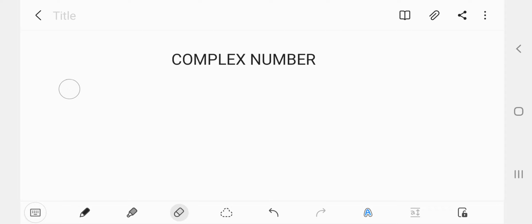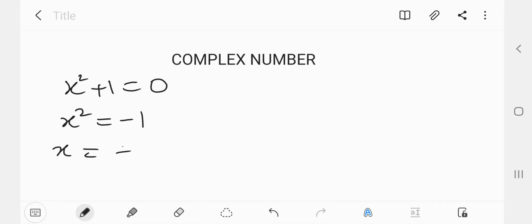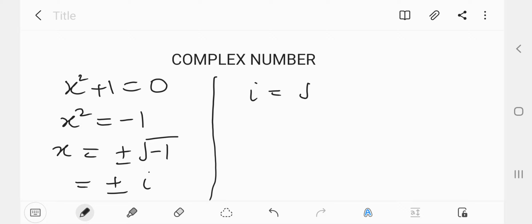When the equation is x square plus 1 is equal to 0, then x square is equal to minus 1. But no real number has a square equal to minus 1, so x is equal to plus or minus square root of minus 1. Then these roots are imaginary roots, written as plus or minus iota. The value of iota is equal to square root of minus 1.